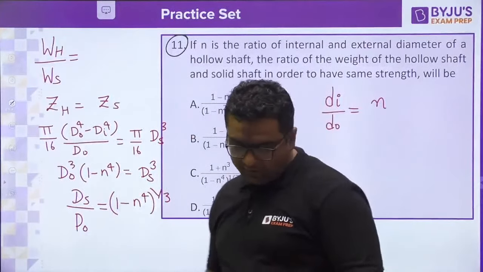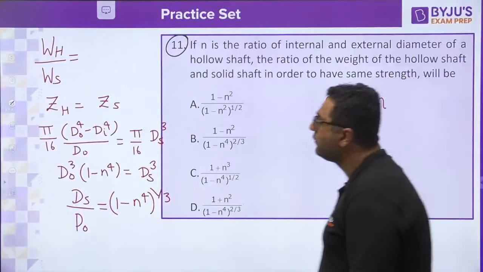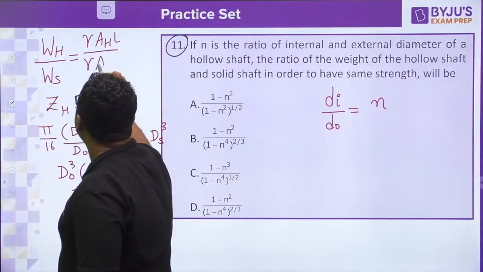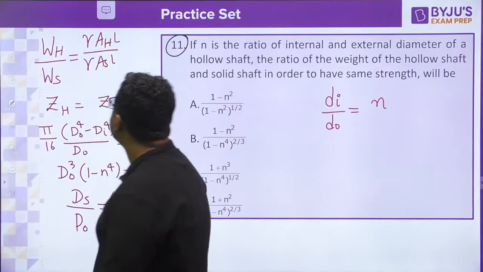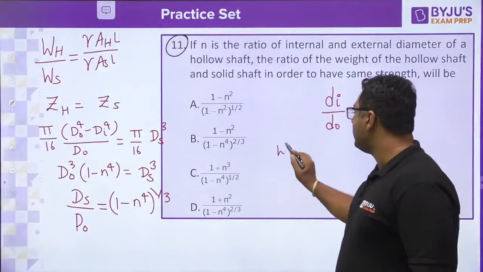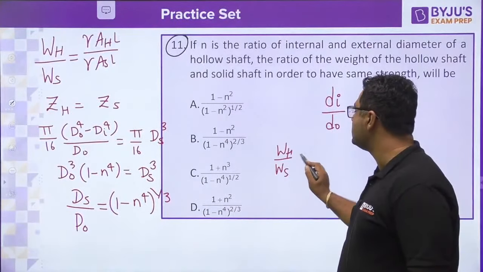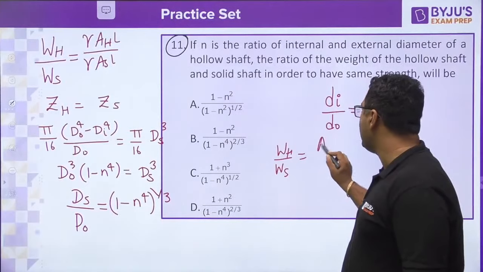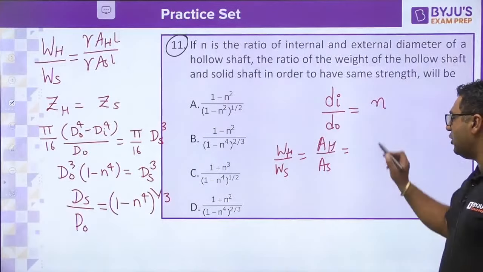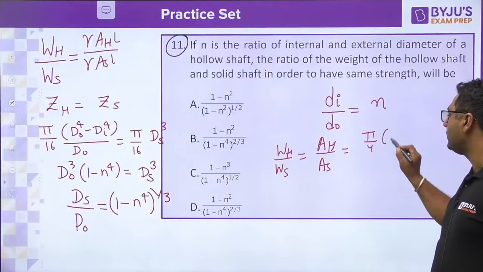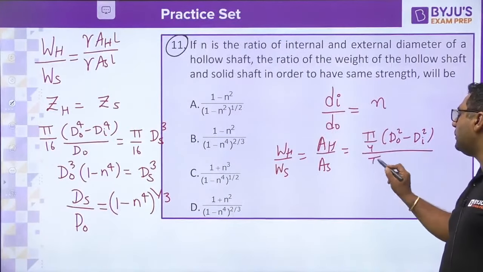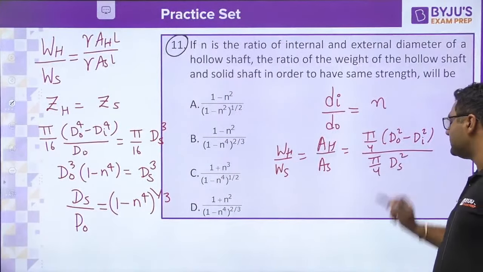So after that you need to find out WH by WS. It is going to be gamma AH L upon gamma AS L. So gamma will get cancel out, length will get cancel out. You will get WH upon WS as area of hollow to the area of solid. And you know that area of hollow is pi by 4 (d naught square minus di square) over pi by 4 ds square.